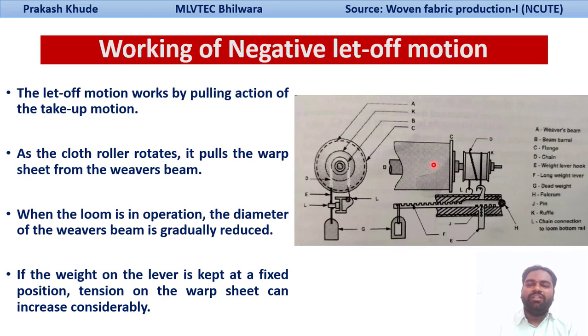So during that period we need to release the warp sheet. The speed of the weaver's beam should be more, in that case n should be more as d reduces. So basically we are controlling the releasing amount of the warp sheet from the weaver's beam in the negative let-off motion. Unless and until the tension on the warp sheet takes place, the releasing of the warp sheet is not done. So ultimately, with the help of this weight and lever system, we are controlling the movement of the weaver's beam.